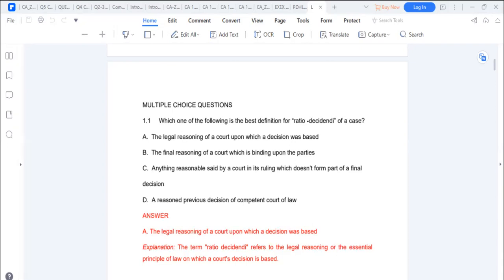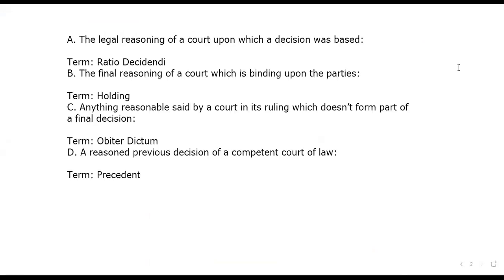Let me just give you the spelling of each of these ones so that you're able to follow. So besides us knowing what the matter, at least you need to know. So the first answer we just discussed here, ratio decidendi, is simply the reasoning upon which the court has based the decision. It's like the reason for this decision, in short, the Latin term.